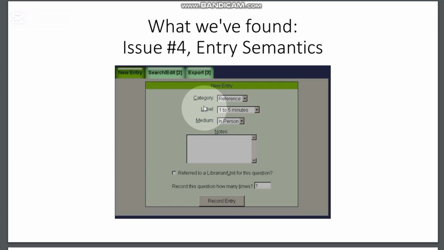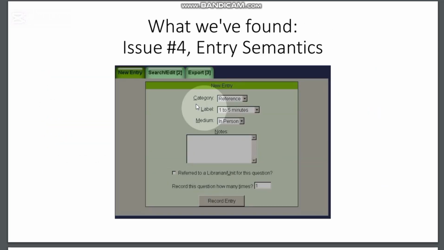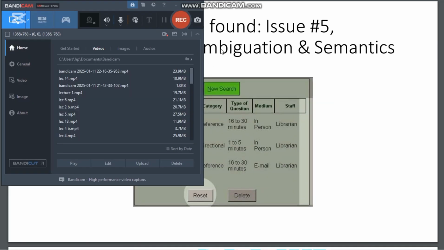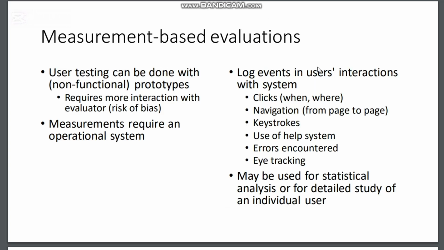Entry semantics. I guess we will see them, okay, no, we will not be able to see them. They must be correct and correctly given. Now here, search results disambiguation and semantics. They also show that when we see reset, we don't know what will happen. So there is a disambiguation and a problem of semantics.